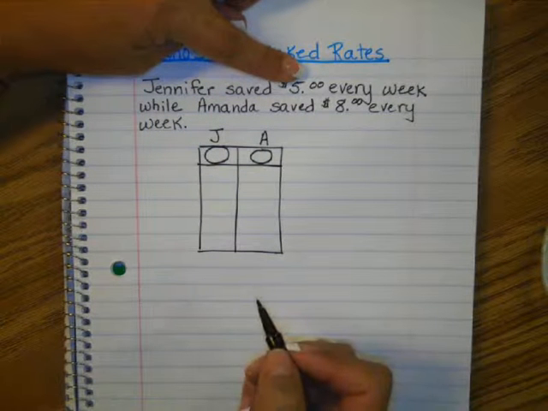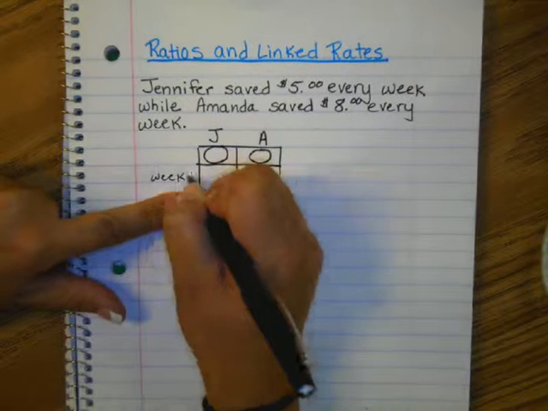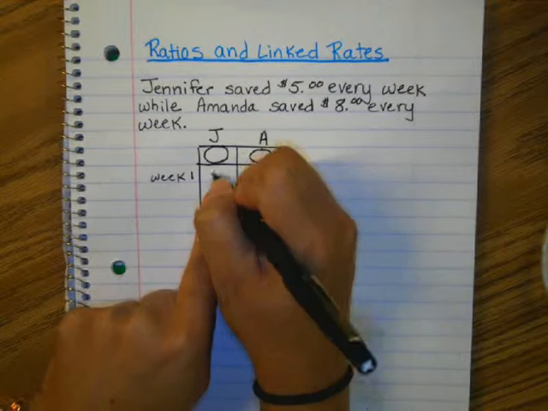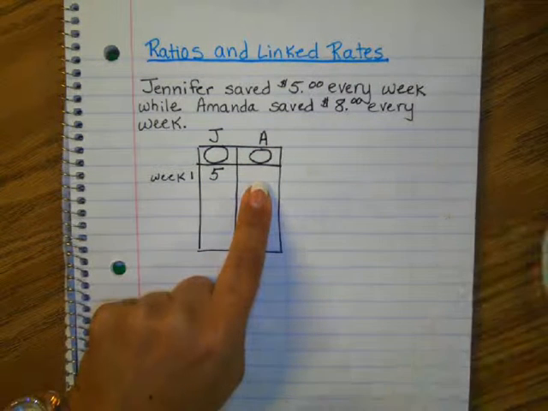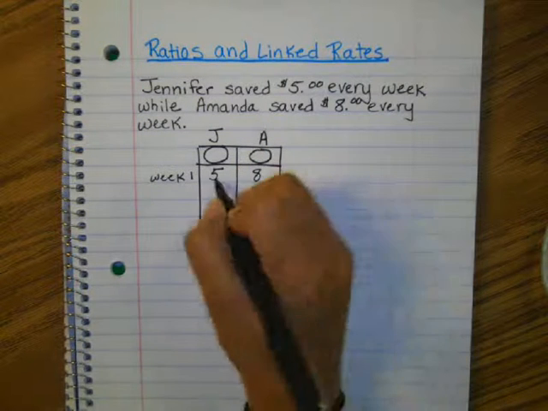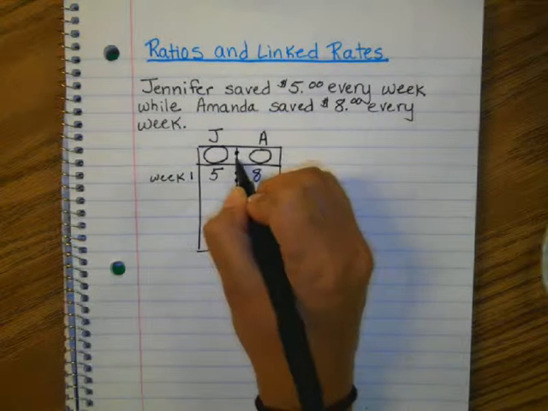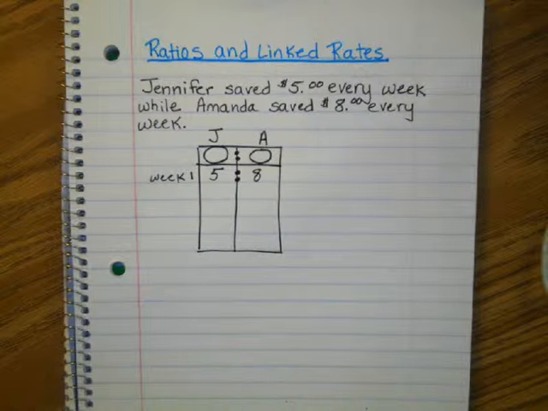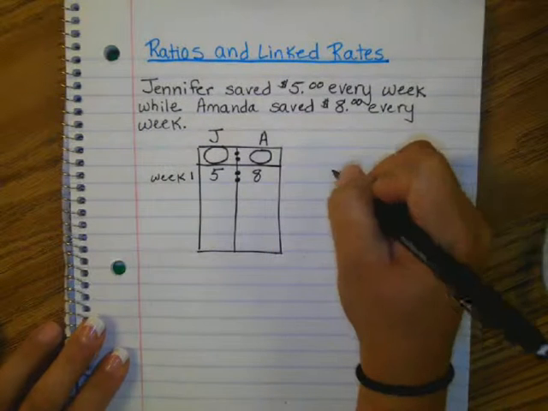So if I'm starting with week 1, how much money would Jennifer have in week 1? Go ahead and say it. 5. So you're just going to put a 5. How much would Amanda have? Dominic? 8. When we're writing this table, you're also going to notice these dots, and these are a colon. Anytime we do a ratio, we put those dots. So if I didn't have a table with that line, it would look like 5 to 8.